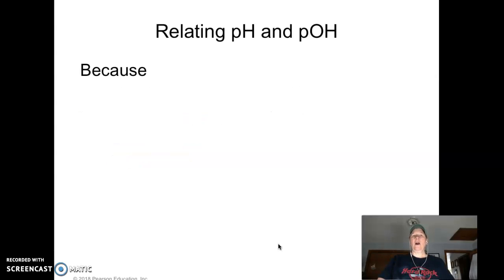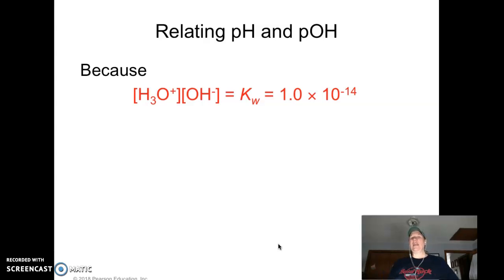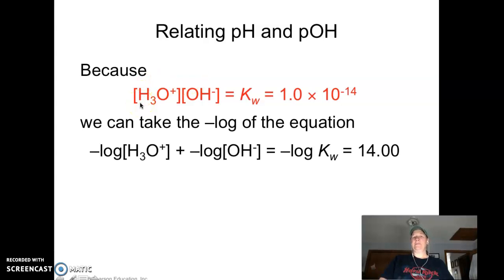Okay. All right. So how do they relate to each other? Now, again, we said the hydronium, which is water plus 1 hydrogen, and the hydroxide, these two concentrations multiplied equal 1 times 10 to the negative 14th, always. So if you know one, you can always find the other by taking this number divided by that number, and you'll get that number. Okay?